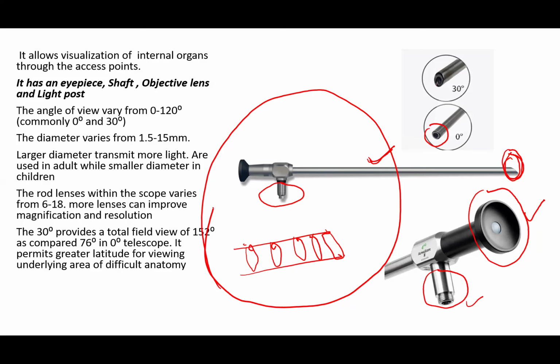Okay, but with the 30 degrees, the orientation and hand-eye coordination might be difficult for someone who is just a beginner. So that is the reason why it's difficult for them.